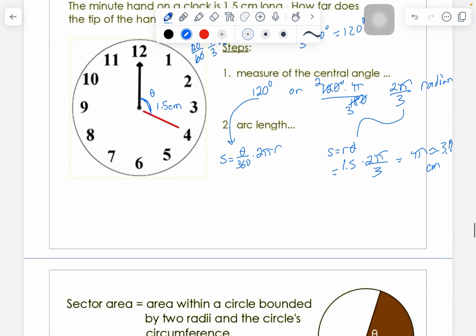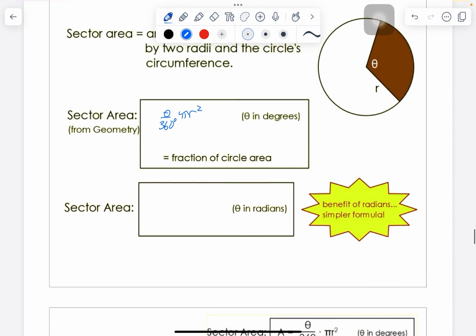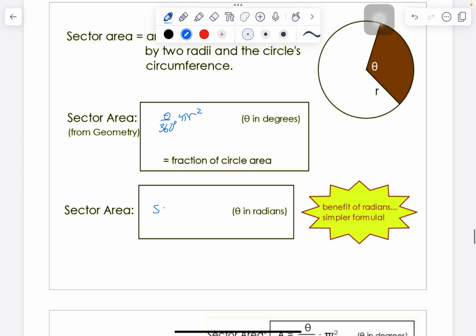Okay, now sector area. When we're trying to find the sector area, it's going to look like the same fraction, theta over 360, because that's the fractional part of the circle. But now instead of it being 2 pi r, it's going to be pi r squared. And for sector area, I got to cheat real quick. I forgot the 1/2. But S is equal to 1/2 radius squared times your theta.